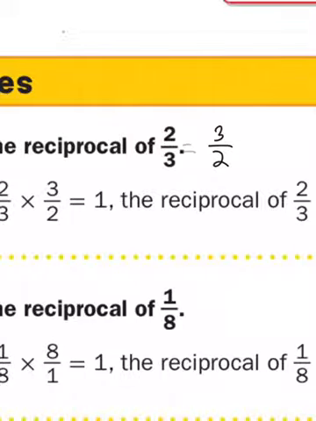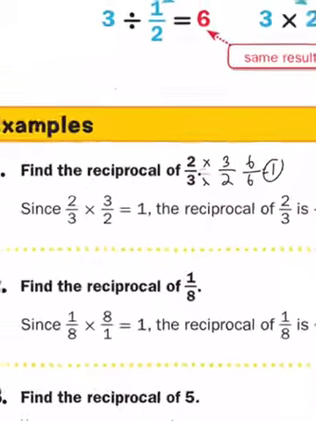Now, do they have a product of 1? Well, let's check it out. 2 times 3 is 6. 3 times 2 is 6. 6 over 6 is 1. So yes, that makes them a reciprocal. But we just flip it.